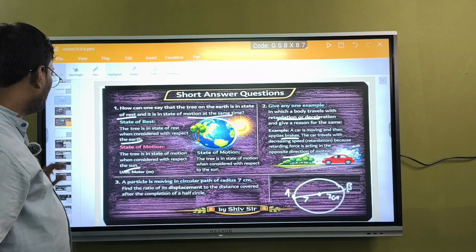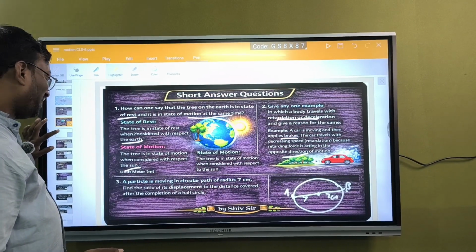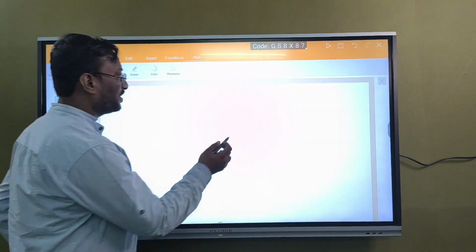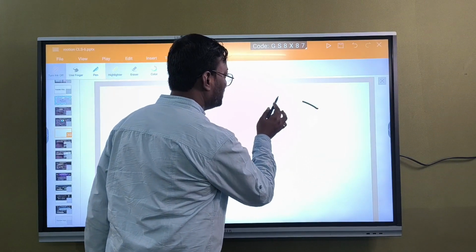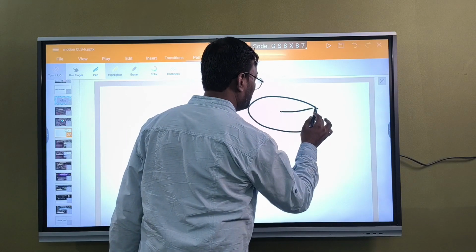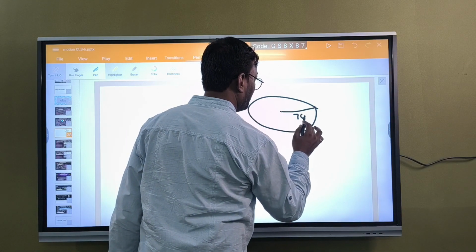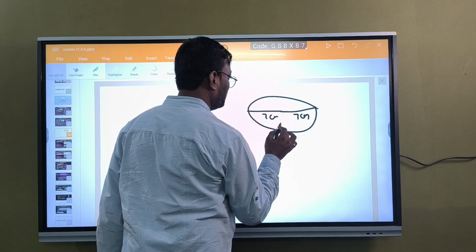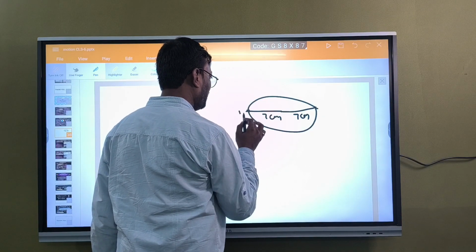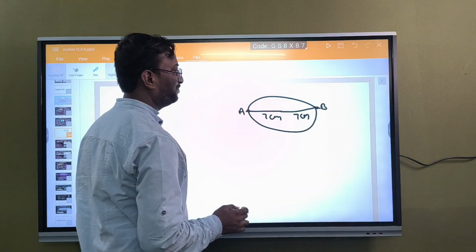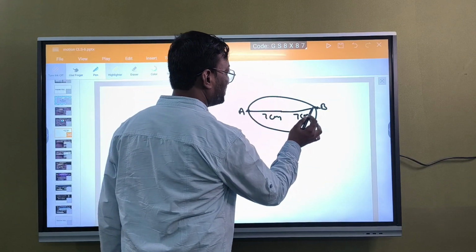See here children, what happens? A particle moving in circular path. So I will draw the figure here. This is some circular path and the radius is 7 centimeters and the total diameter will be 7 plus 7 centimeters. The body is at the position A and it has moved half the circle, that is up to the position B. So this one we call it as circumference of circle.